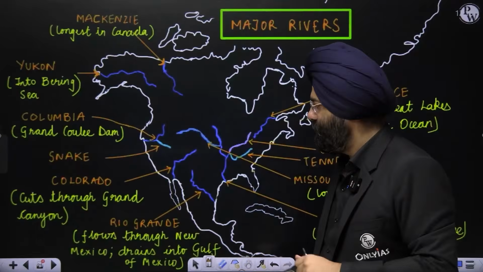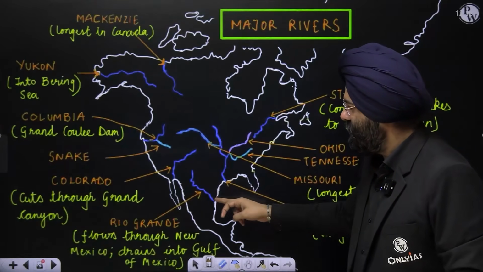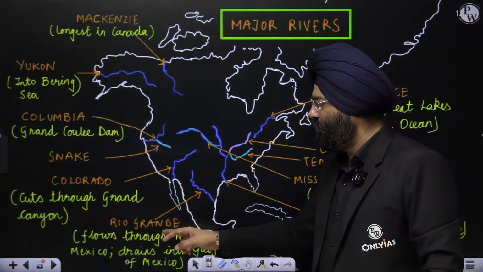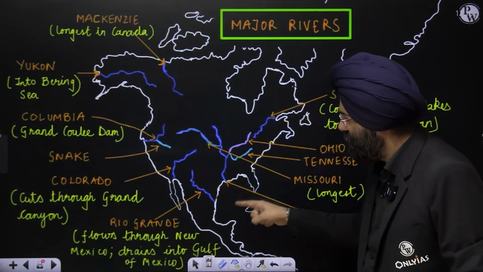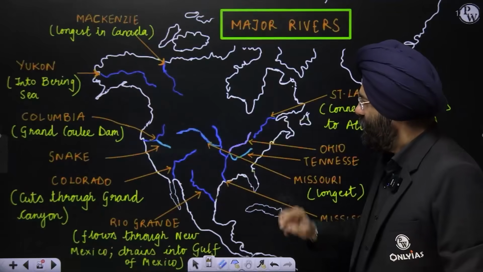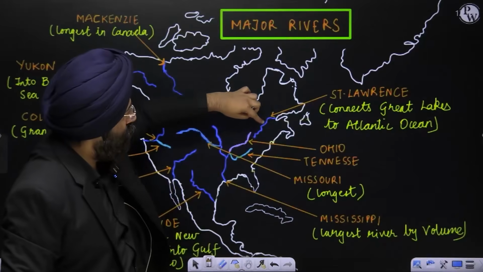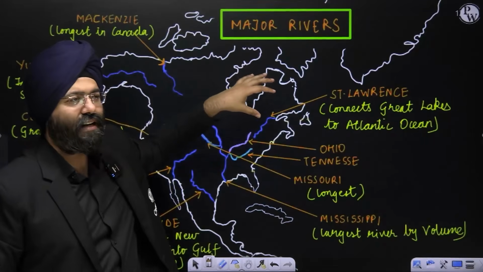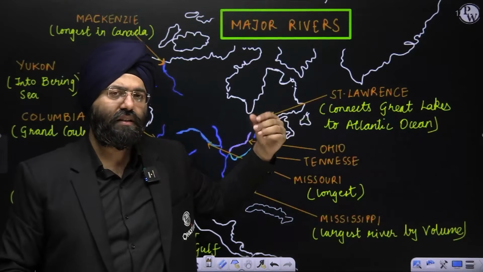You already know that. Further, if you move over here, if you realize, this is an important river known as Rio Grande. Now it flows through New Mexico and drains into the Gulf of Mexico, that is this region, right? Further, if you come here, this is the river St. Lawrence. This St. Lawrence River basically connects the Great Lakes with the Atlantic Ocean. So this important characteristic can be asked as a statement also.